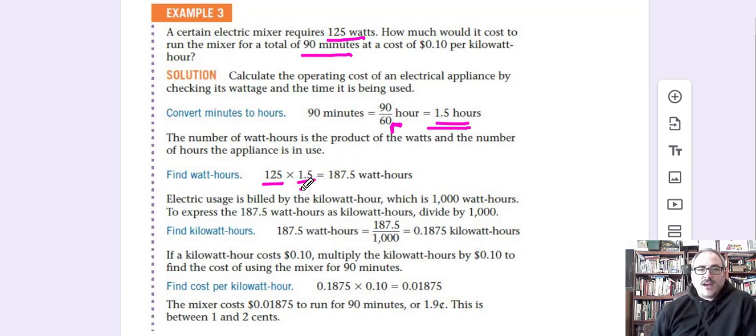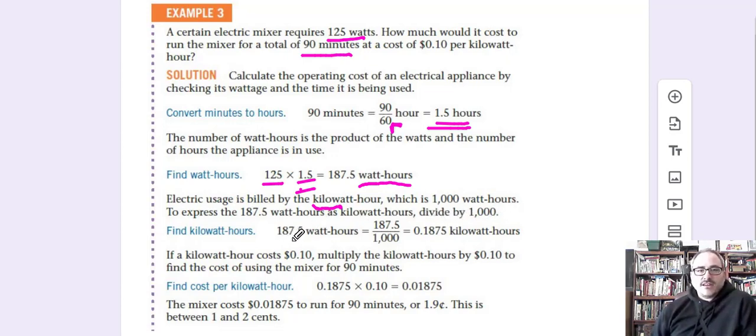There's our 1.5 hours. Well, 125 times 1.5 is 187.5 watt hours. That was one of our vocab terms. Okay, the electric usage is billed by the kilowatt hour. Now that's another vocab term. Kilowatt. That's 1,000 watt hours. A kilowatt hour, kilo, means 1,000. So to express 187.5 watt hours as kilowatt hours, we need to divide by 1,000, right?